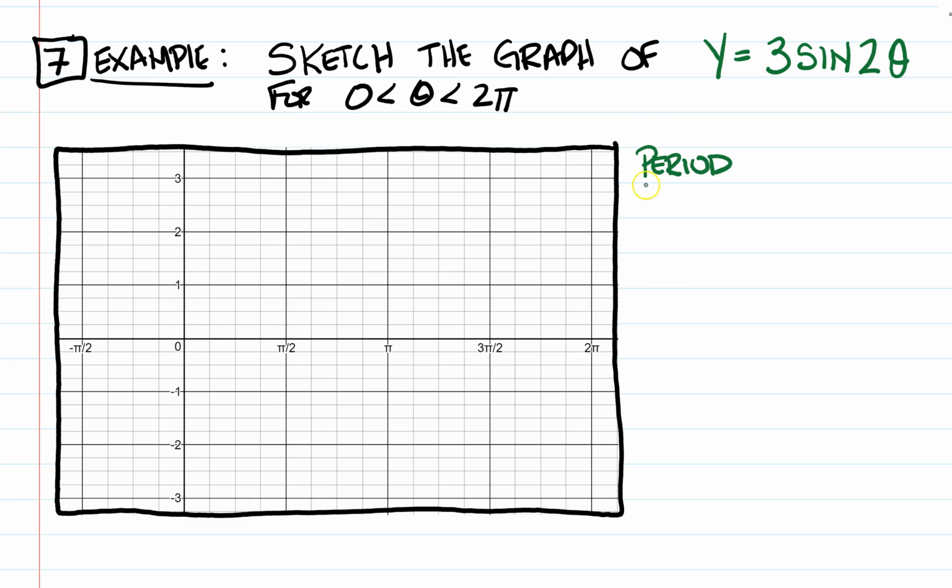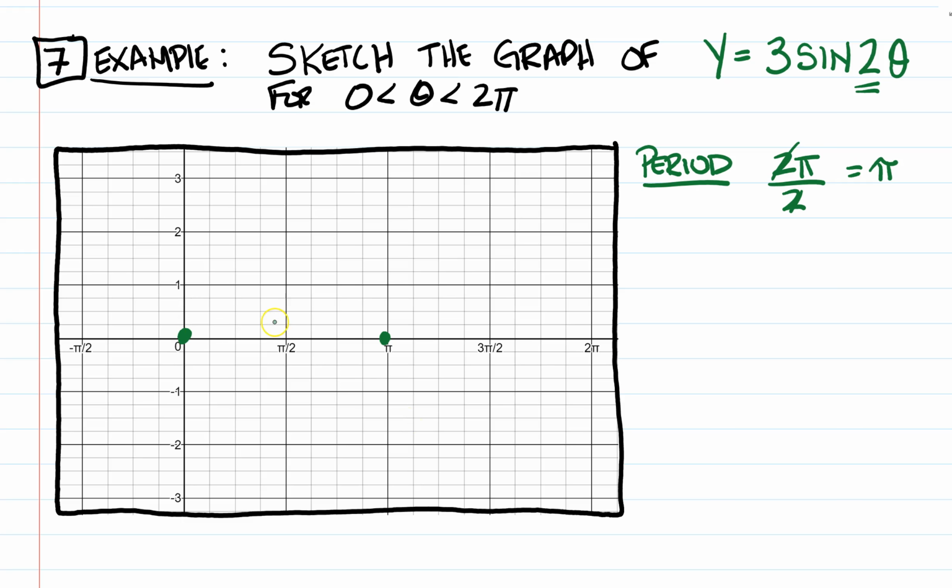The way that I figure out my period is I take 2 pi and I divide it by the number that's in between the sine and the theta. So I get 2 pi divided by 2, so I get a value of pi. That means I need to start here and I need to end here, and this has to take up 1 full cycle of the sine curve.